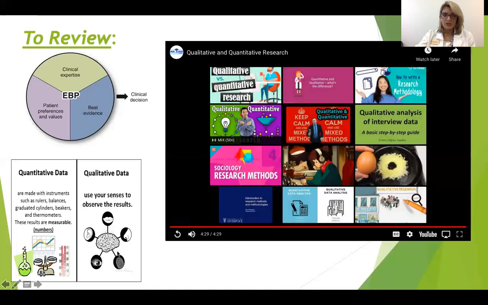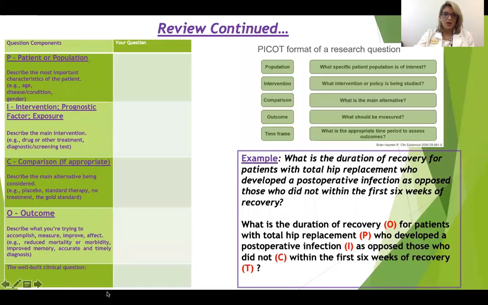So that's a great little recap on the differences between quantitative and qualitative. Again, quantitative deals with quantity, qualitative deals with observation. We also reviewed how to format our research question with the use of the PICO format, which is PICOT, the acronym Population, Intervention, Comparison, Outcome, and Timeframe.